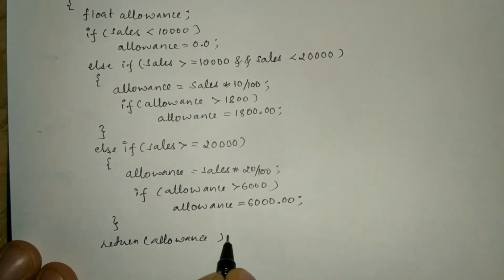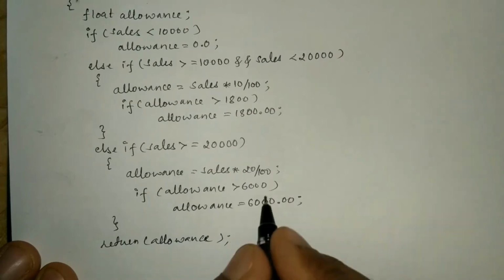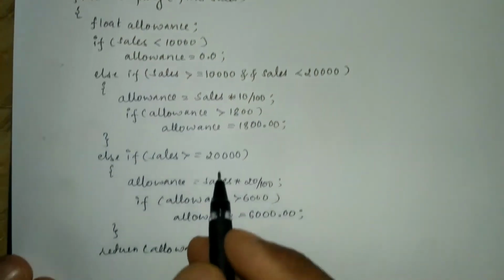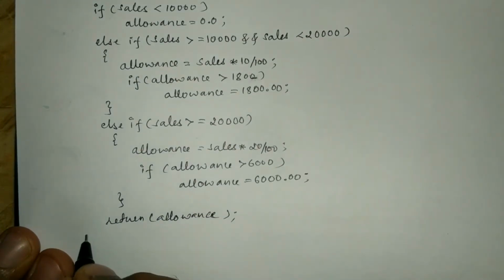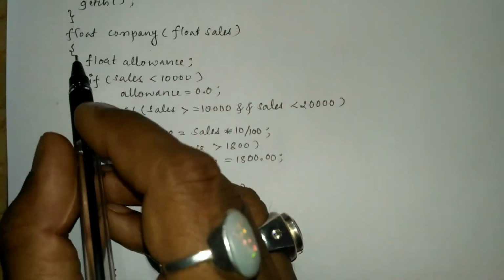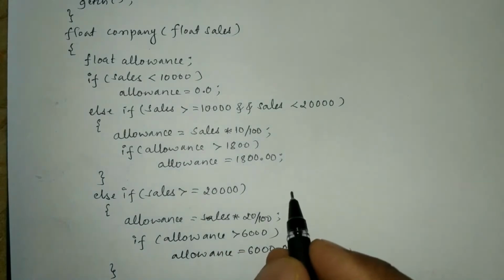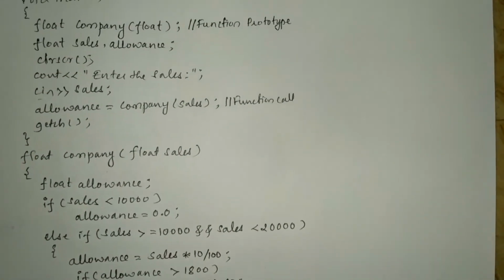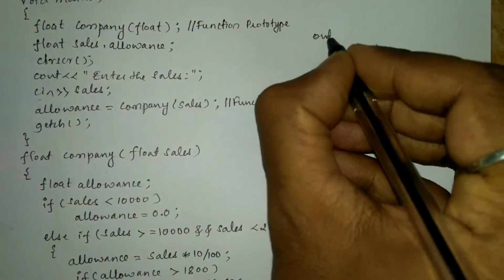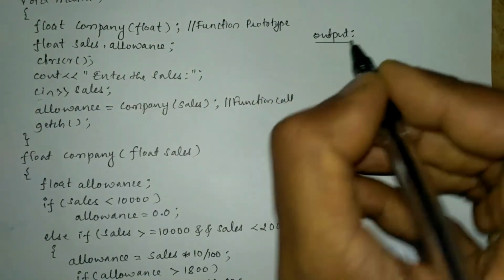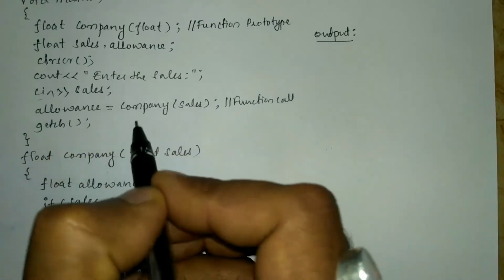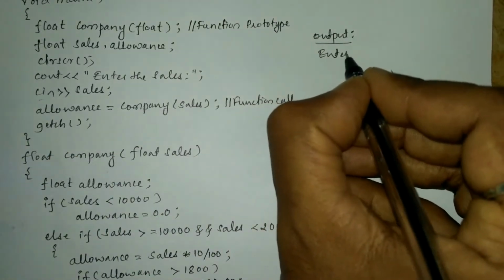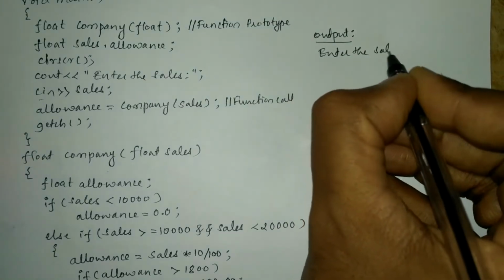allowance. So why write return allowance here? Because we have got the return type called float. Yes. Next, we are going to put curly closing brace for this opening brace of the function definition. Now, let us take an example. Once we compile and run this program, here I'm going to write output. It is going to ask the user to enter the sales. Here I'm going to write enter the sales.